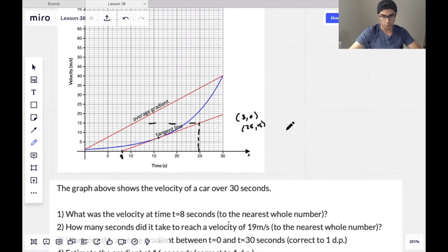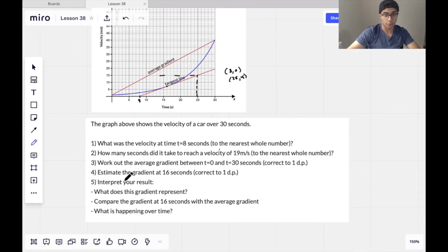So the gradient at that point, for this question, estimate the gradient, is change in y, which is 15 minus 0, over 25 minus 8, which is 15 over 17. Which comes out to, I'll just use my calculator for this.